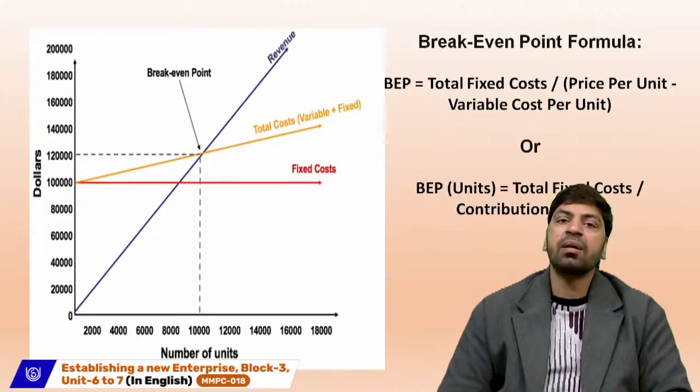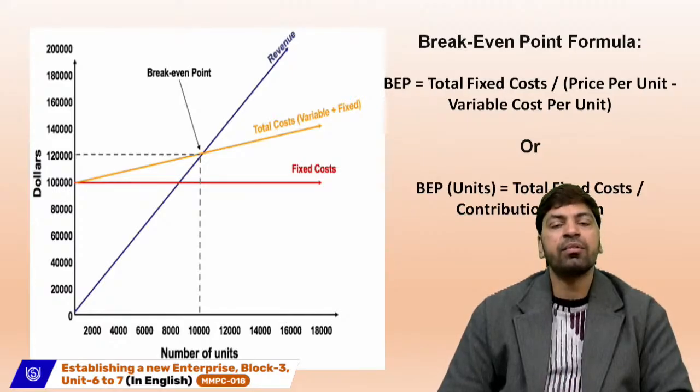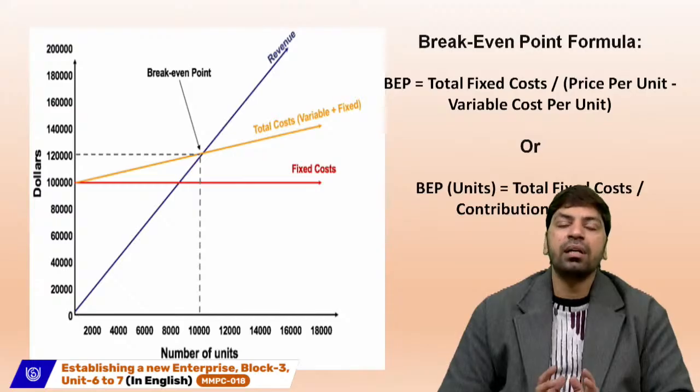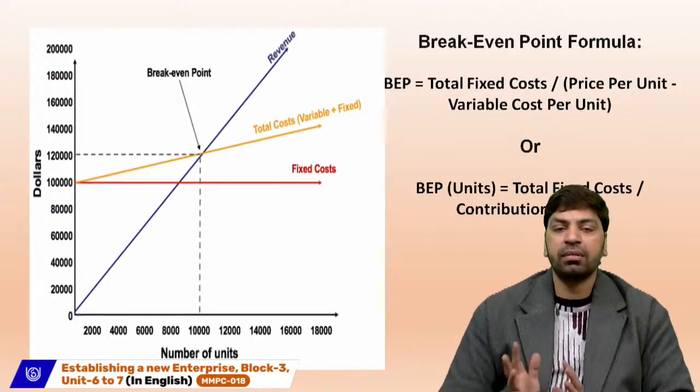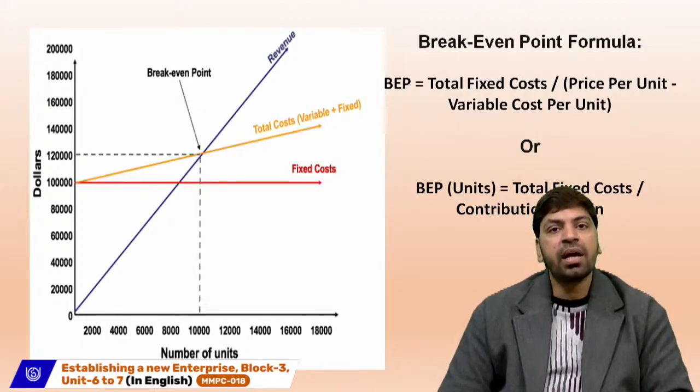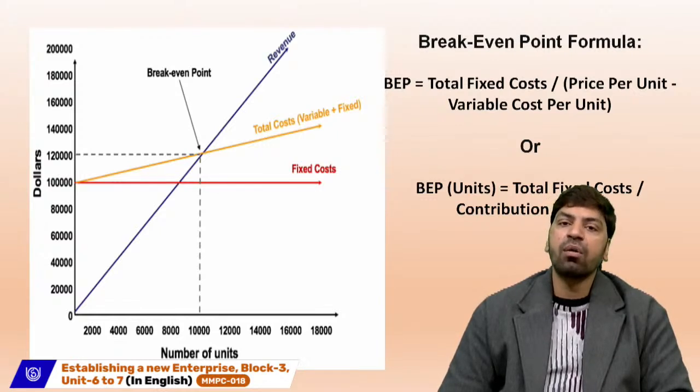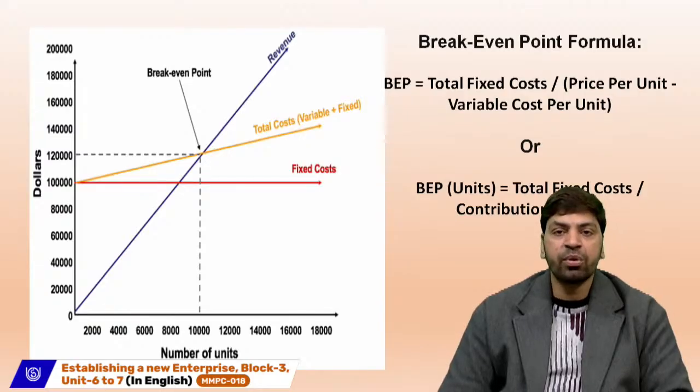So this is a diagrammatic representation. If you look at the total cost line, which is the yellow line, and the fixed cost in the red line, the total fixed cost is the vertical line. And of course the break-even point is equal to the total fixed cost divided by price per unit minus variable cost per unit.